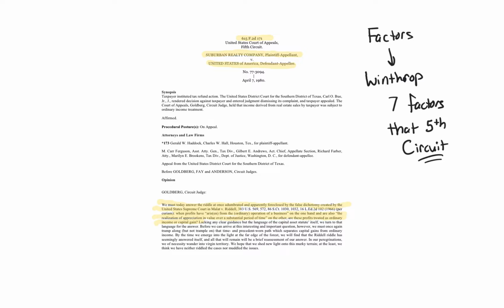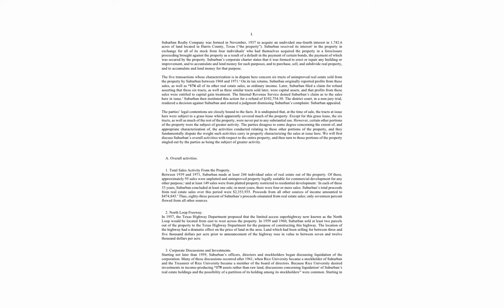Basically, it's saying, okay, this opinion is dealing with whether something is ordinary or capital. That's really what it's saying. And it puts it in very eloquent words. All right, let's go ahead and continue on to the rest of the opinion. So here, it gives the overall activities and it goes into the sales. Total sales activity from the property: between 1939 and 1971, Suburban made at least 244 individual sales of real estate out of the property.